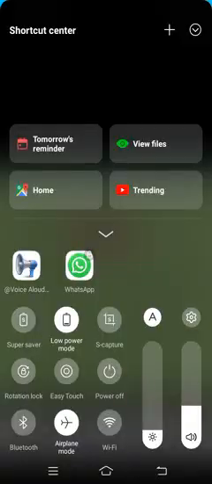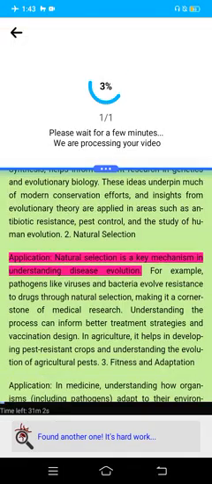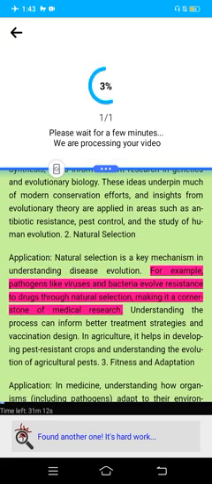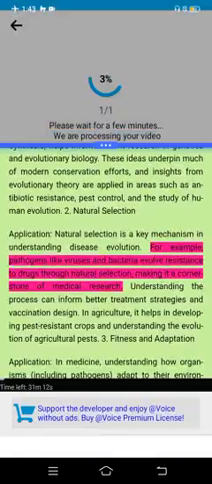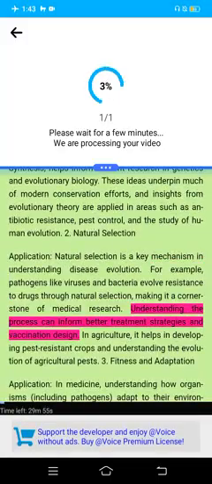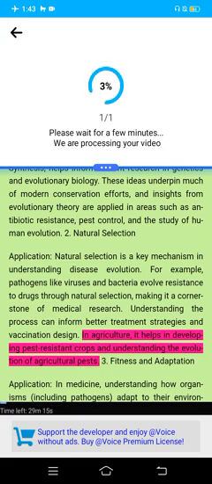2. Natural selection. Application. Natural selection is a key mechanism in understanding disease evolution. For example, pathogens like viruses and bacteria evolve resistance to drugs through natural selection, making it a cornerstone of medical research. Understanding the process can inform better treatment strategies and vaccination design. In agriculture, it helps in developing pest-resistant crops and understanding the evolution of agricultural pests.